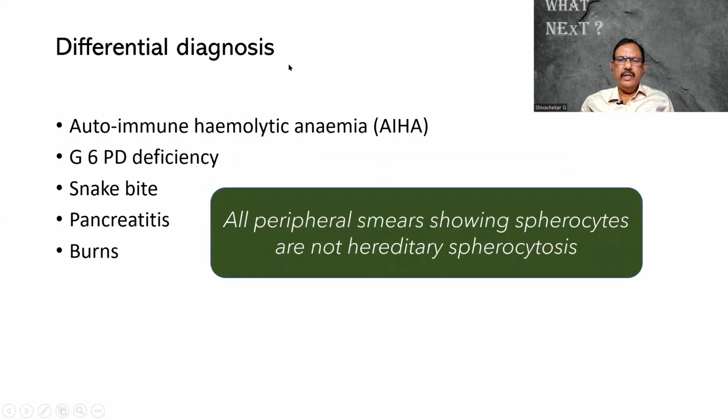As I told you, there is a differential diagnosis for spherocytosis. It can occur in autoimmune hemolytic anemia, G6PD deficiency, snakebite, pancreatitis, and so on. So the moral of the story is that all peripheral smears showing spherocytes are not cases of hereditary spherocytosis.